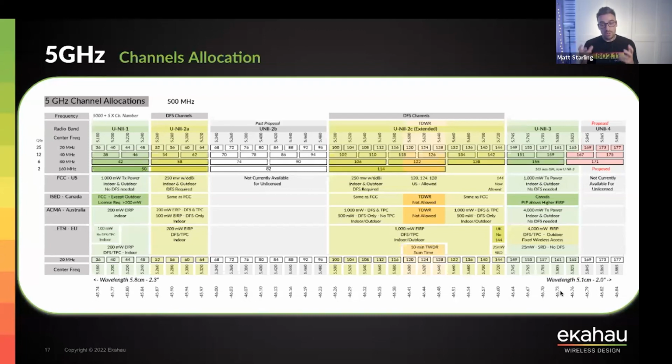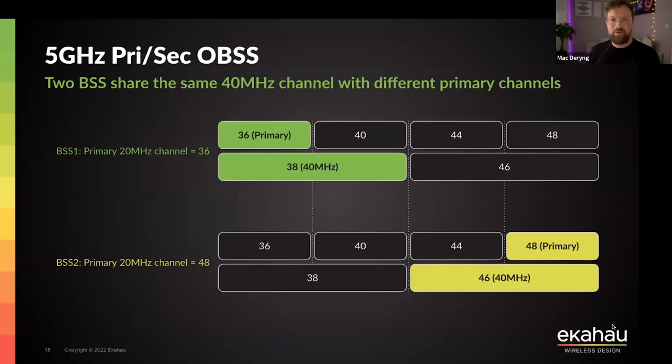But there's actually something else we wanted to quickly talk about that can really impact your Wi-Fi network on 5 gigahertz, which is something called primary secondary OBSS. But I'm going to let Mac explain that on this slide now. Thank you very much, my love.